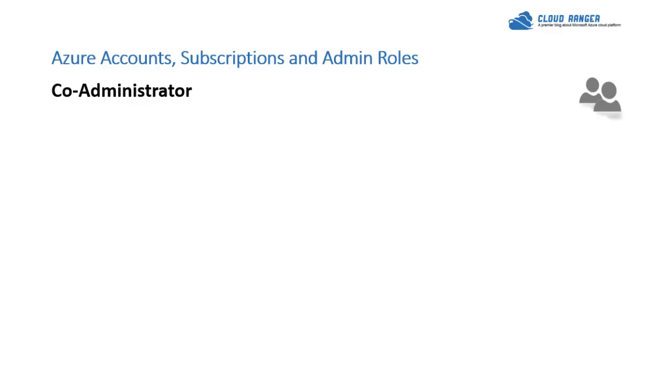The next thing is a co-administrator. So what does a co-administrator do? A co-administrator is pretty much the same as a service administrator, except that you can have 200 co-administrators per subscription.